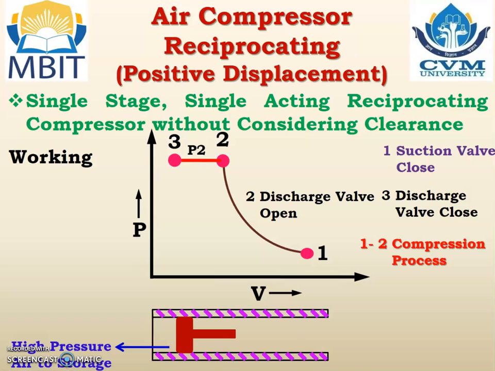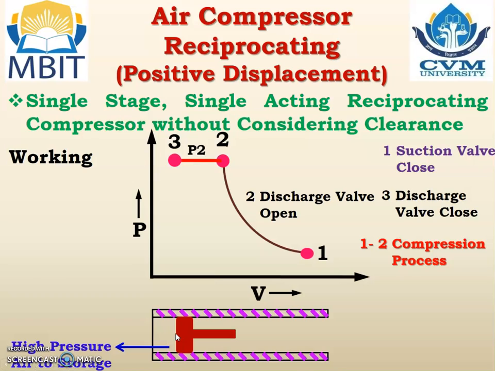Now, the piston should move from left hand side to right hand side, and during that time the suction valve should open. But what happens actually? As the discharge valve has closed and the piston is at the left hand side, some air is entrapped in the cylinder. And what is the pressure of that air? The pressure is very high, that is P2. High pressure air is inside the cylinder.